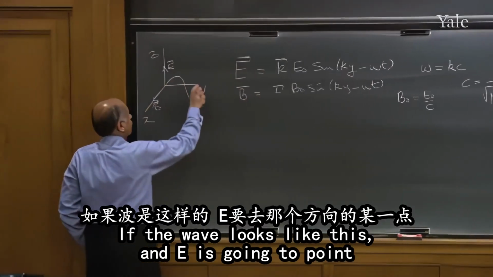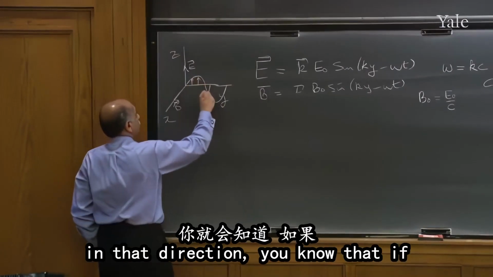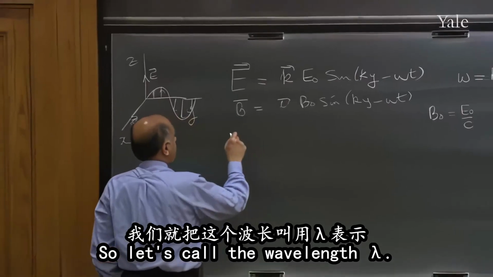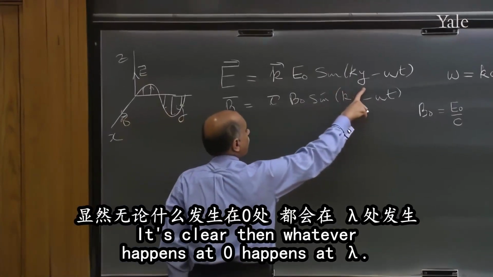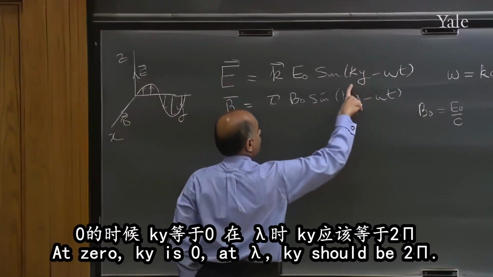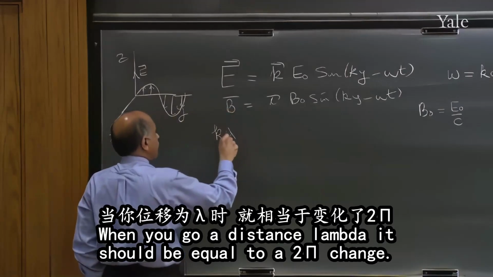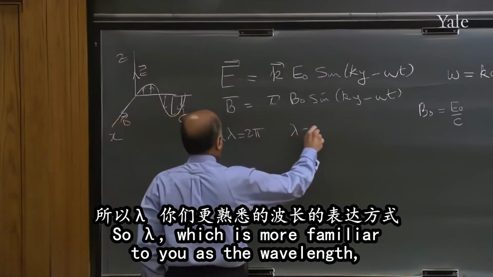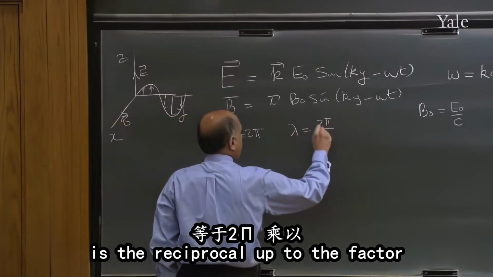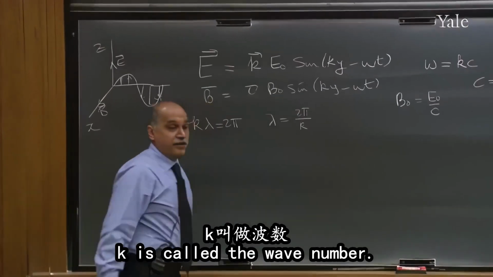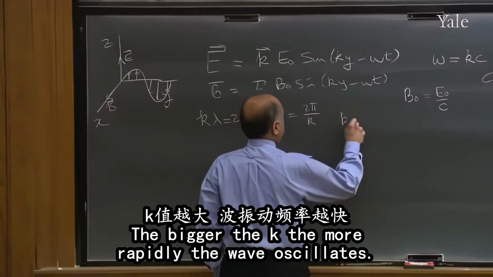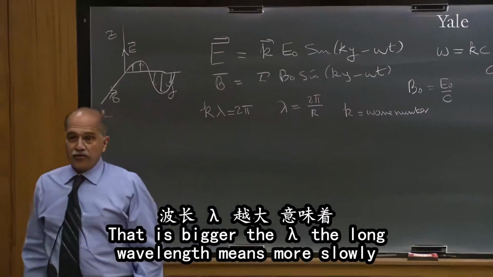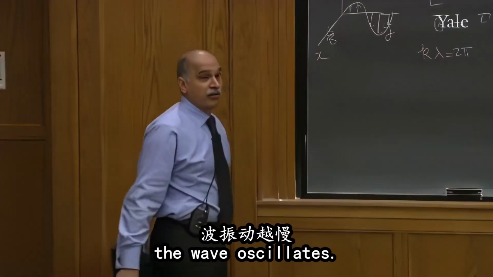If the wave looks like this, and E is going to point in that direction, you know that if you go a full wavelength, you come back to where you are. So let's call the wavelength lambda. It's clear then whatever happens at 0 happens at lambda. At 0, ky is 0. At lambda, ky should be 2 pi. When you go a distance lambda, it should be equal to a 2 pi change. So lambda, which is more familiar to you as the wavelength, is the reciprocal, up to the factor of 2 pi, of this k. k is called the wave number. The bigger the k, the more rapidly the wave oscillates, whereas the bigger the lambda, a long wavelength, means the more slowly the wave oscillates.